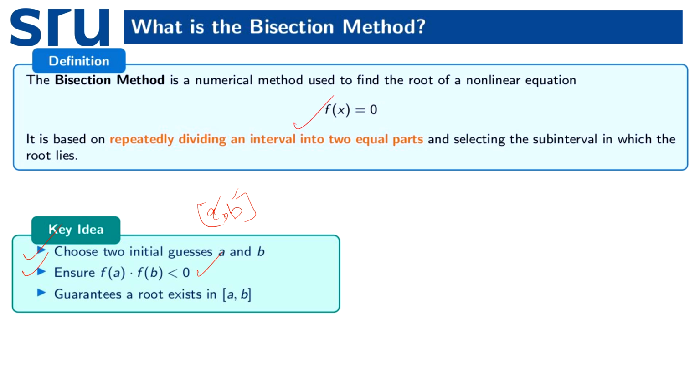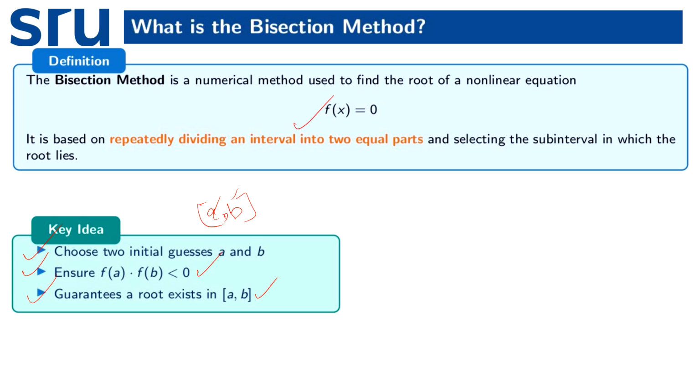It means that f(a) and f(b) will have opposite signs. Now, if the condition is satisfied, then this method guarantees that the root will lie in the interval a to b. And this is the foundation of the entire bisection method.